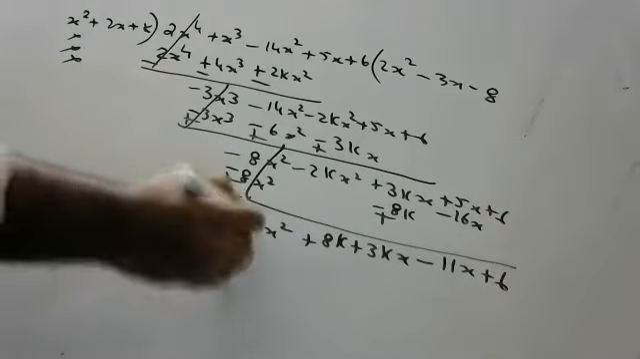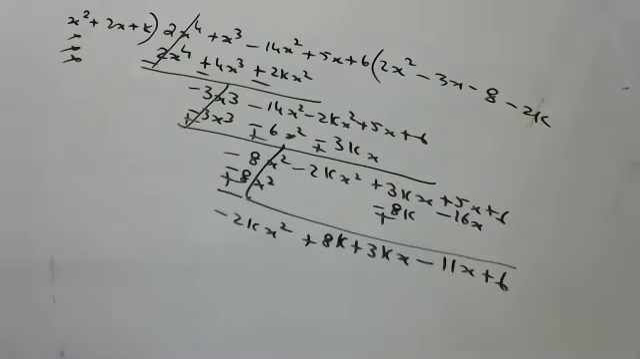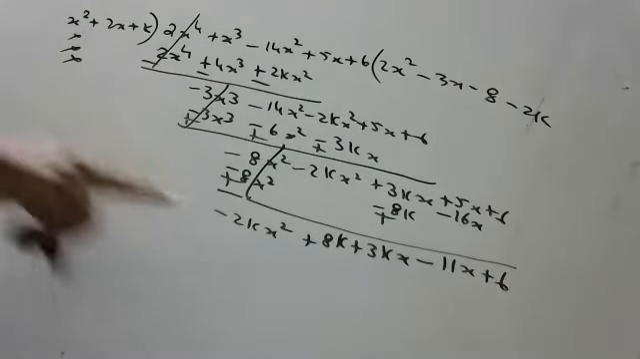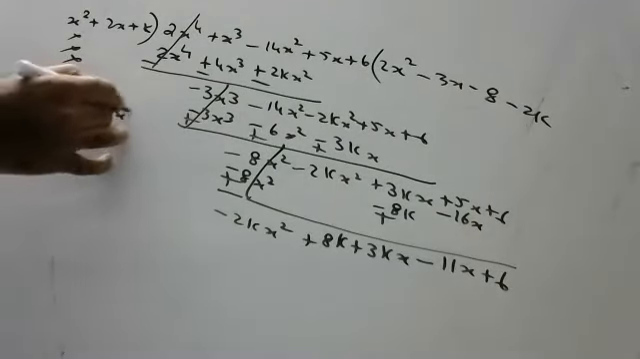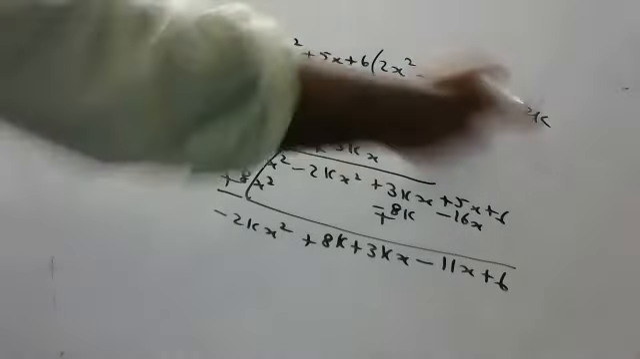Okay, children. Minus 2kx square by x square is minus 2k. This is gone. Minus 2k I kept, divide, multiply. This with the whole thing: minus 2k x square. Minus 2k times 2x is minus 4kx. Minus 2k times k is minus 2k square. Okay, children?